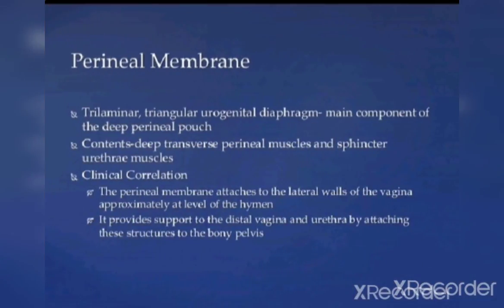Now, perineal membrane. What is the perineal membrane? It is the trilaminar triangular urogenital diaphragm, the main component of the deep perineal pouch. It contains the deep transverse perineal muscles and the sphincter urethrae muscles.